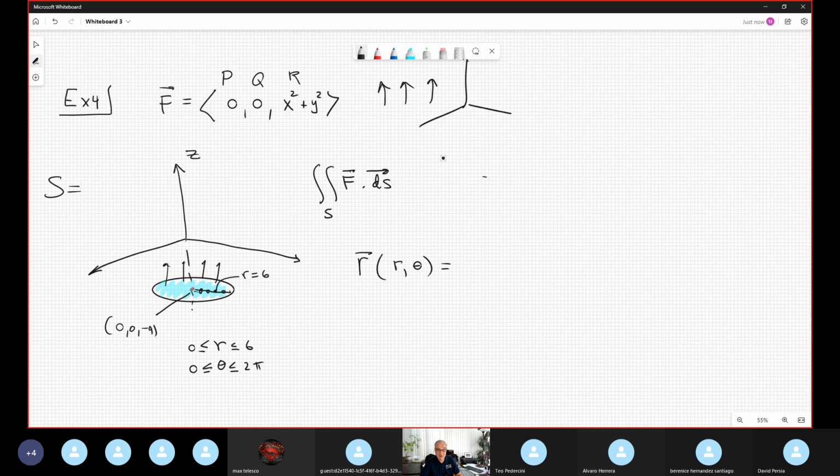And it's relatively easy, the parametrization, because you have r cosine theta. r is variable, not constant. If r were constant, which is 6, then it's a circle. Not a circle, it's a disk. Comma r sine theta, makes sense, right? And what about the z component? The z component is -4. The z component is -4.